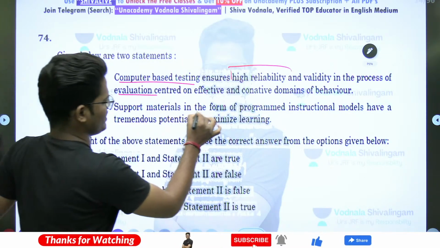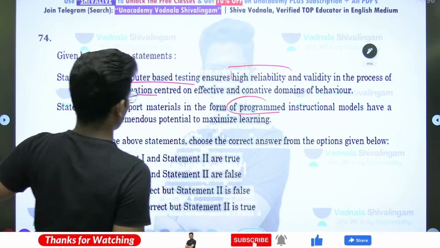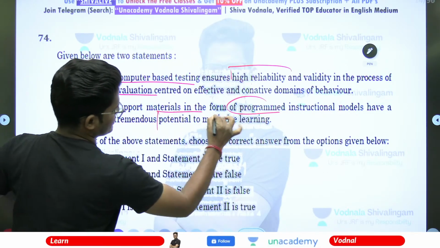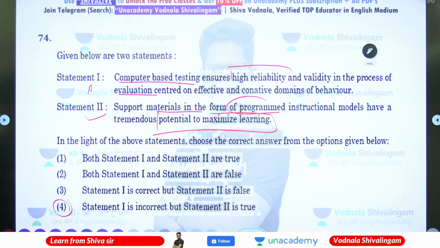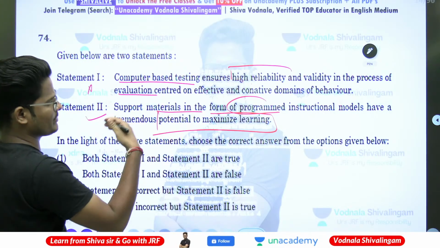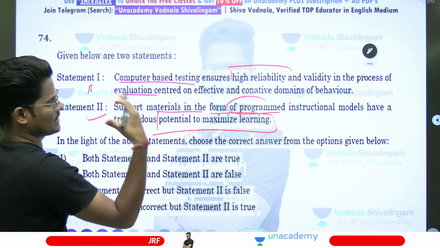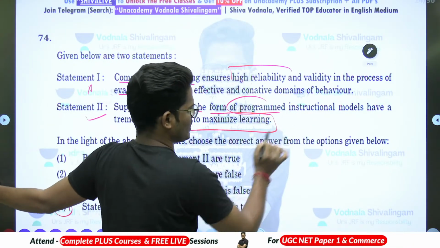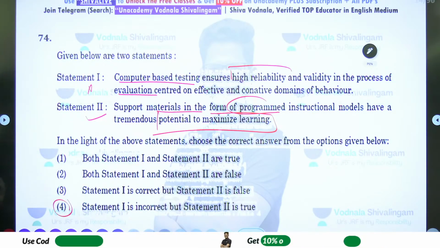Second statement, supporting material in the form of programmed instructional models have tremendous potential to maximize the learning. Yes, supporting materials are nothing but PPT presentations or graphics or charts, those things, and a step-by-step presentation. This is programmed instruction, meaning step-by-step models.